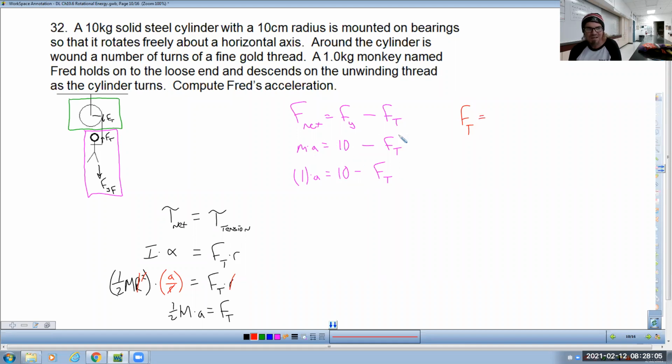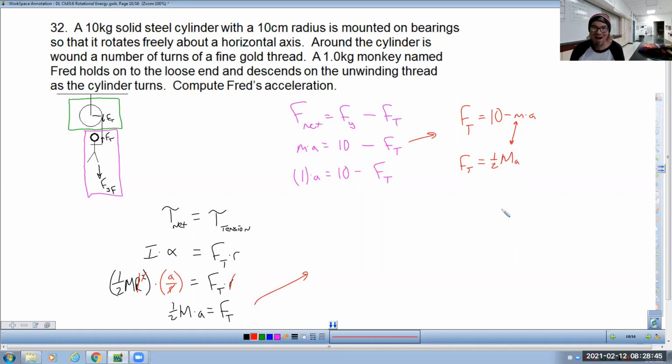if I had taken this second line right here and solved for FT, it would say FT equals 10 minus m times a. And down here, this equation says that FT equals 1/2 ma, right? So really, in the end, we now have two equations with two unknowns, but please make sure you recognize that the M in each of these equations should be similar to an example. There should be an example that was just like this.